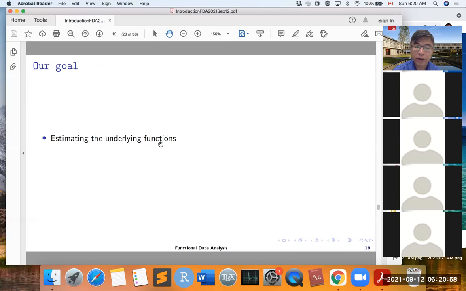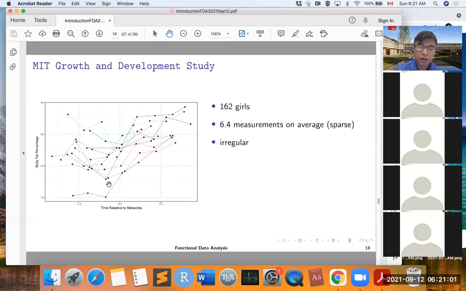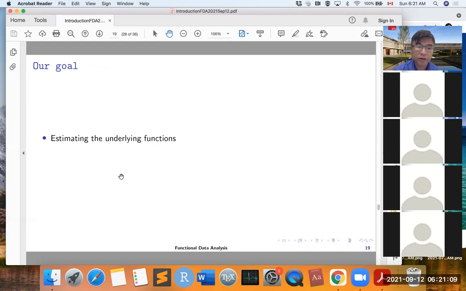So the goal here is that we have this sparse measurement on the functions, and we want to estimate the underlying functions. At the same time, we may also want to estimate the derivative of the functions. This is another unique feature of functional data analysis: because we treat the function as a continuous function, we can actually look at the derivative of the function.